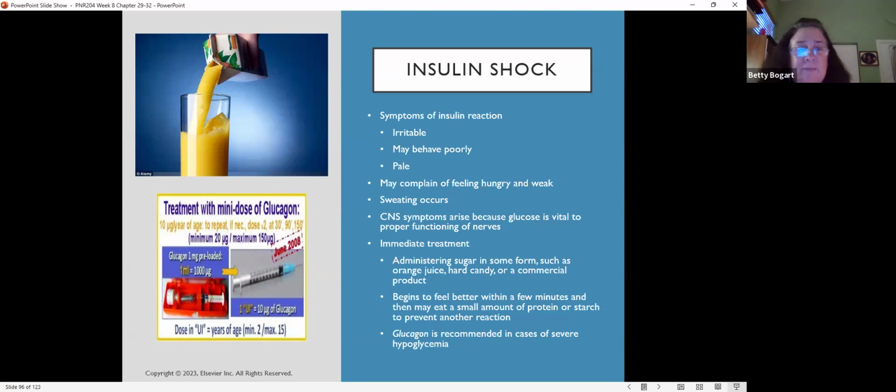Now, glucagon is something that many young kids do carry. If they become unconscious, they need something to get their blood sugar up quick. So they do give glucagon. The one thing about glucagon: make sure they're turned on their side after you give it because they will vomit. Always.